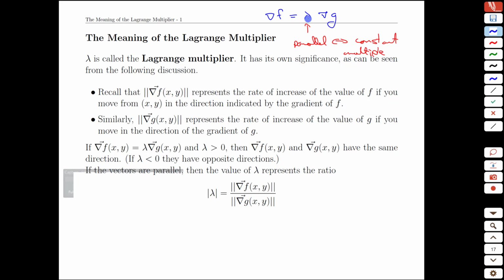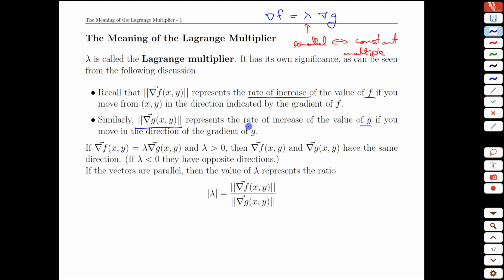To study the value of lambda, what it means, it's going to turn out to be important to look at magnitudes rather than the raw vectors themselves. Specifically, we can look at the gradient of f and its magnitude, representing the rate of increase of f if we take a step in the direction of its gradient. And likewise, the magnitude of the gradient of g is the rate of increase of g that we would see, again, if we took a step in the direction of the gradient. Well, if we take a step in the direction of the gradient at our interesting points, the ones coming out of Lagrange multipliers, these directions are the same at our solution to the Lagrange multiplier equations.